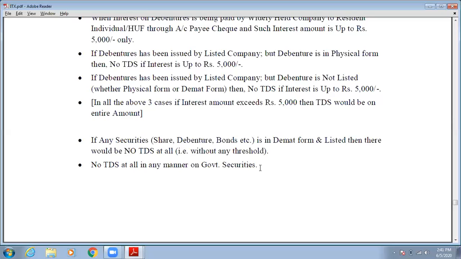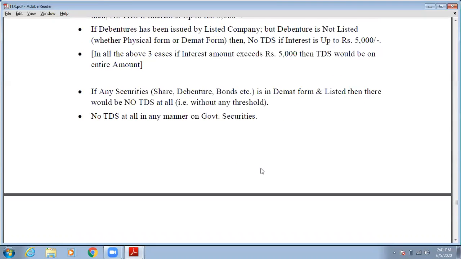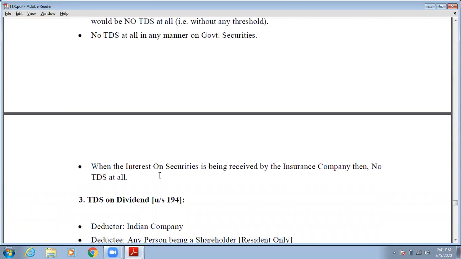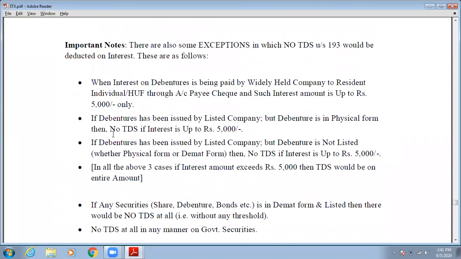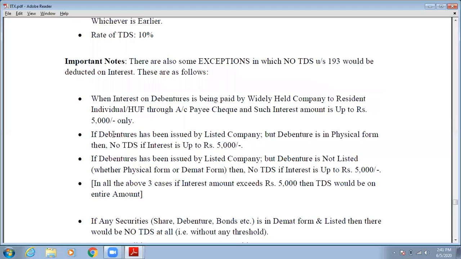If you are paying any interest on government securities, then in that case also you are not required to deduct tax on that interest payment. When the interest on securities is being received by the insurance company, then no TDS at all. When you are paying the interest amount to an insurance company, then in that case also you are not required to deduct that tax. So these are the exceptions of TDS on interest income.